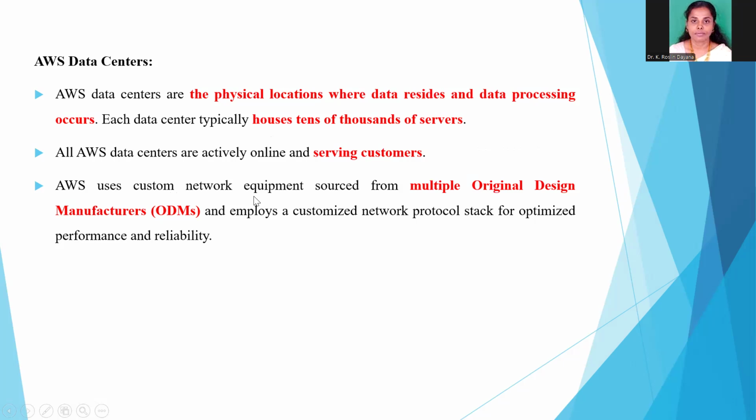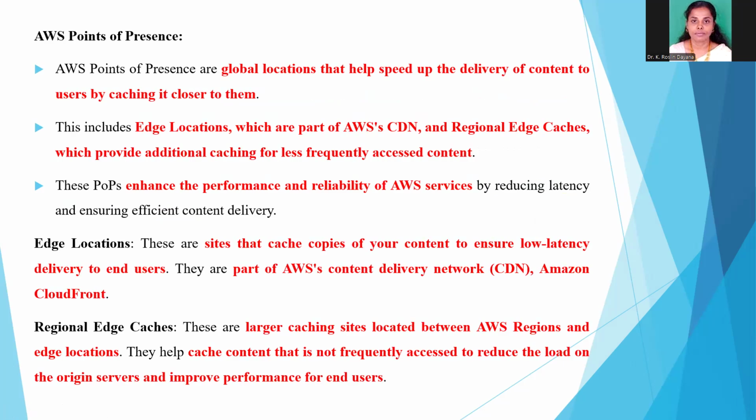AWS uses custom network equipment sourced from multiple original design manufacturers and employs a customized network protocol stack for optimized performance and reliability. Network structure is very good in AWS.